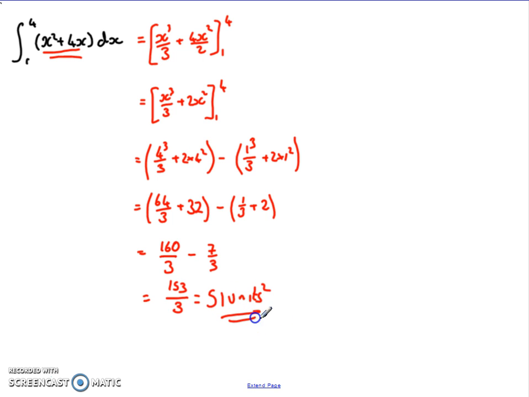units squared. Remember, include the units squared. If you don't know what they are, if you do, put that in, but you have to show it's an area, so it's square units.